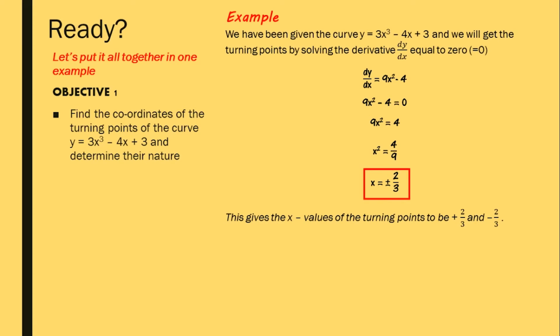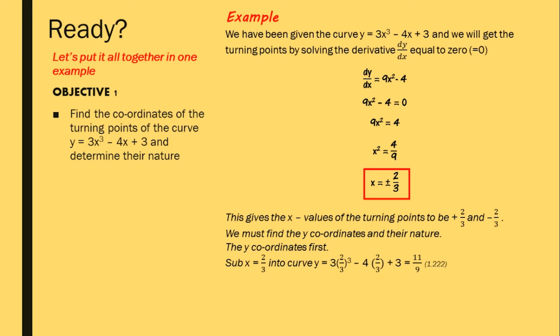And where do we substitute the x values in to get the y coordinates? That is correct. The original expression curve tells us the relationship between y and x, not dy by dx, because that's just the gradient function. It gives us a definition for finding the gradient. So we must find the y coordinates still and their nature. We'll do the y coordinates first. We'll substitute x equal to 2/3 into the curve.